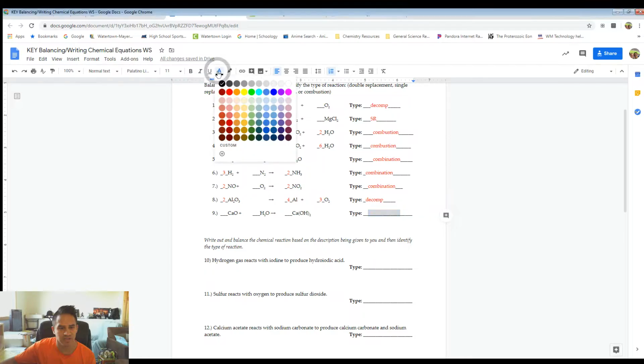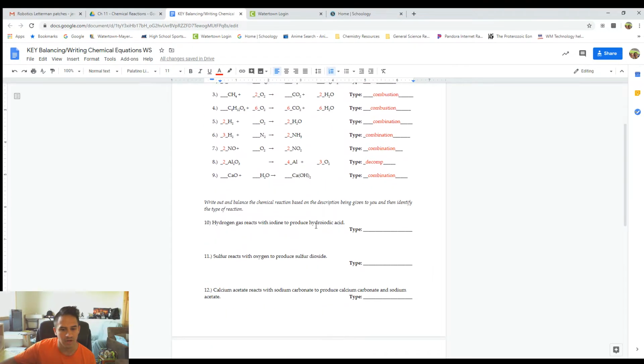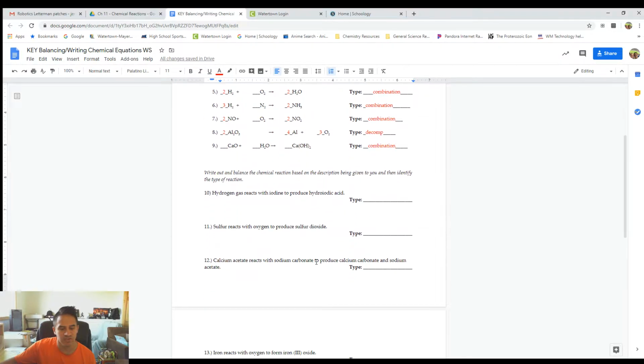And as for the reaction type, this is going to be another combination reaction because we have 2 reactants forming to make 1 product. All right, so those are all of them there. Let's move on to the more difficult ones, which is where we actually have to write out the reactions ourselves.